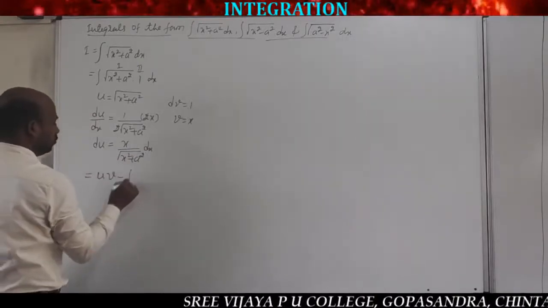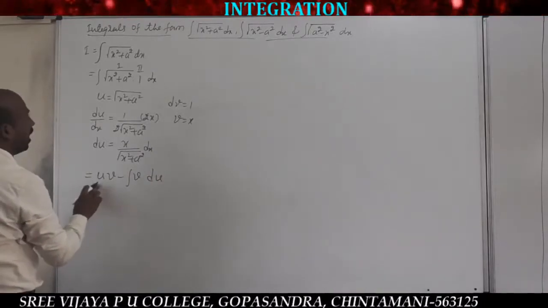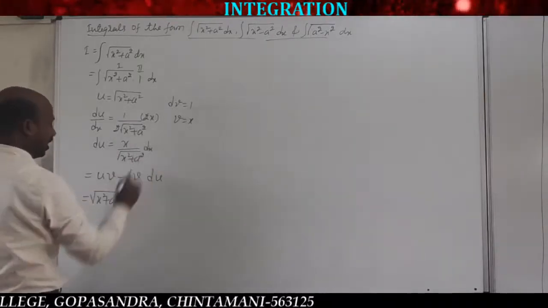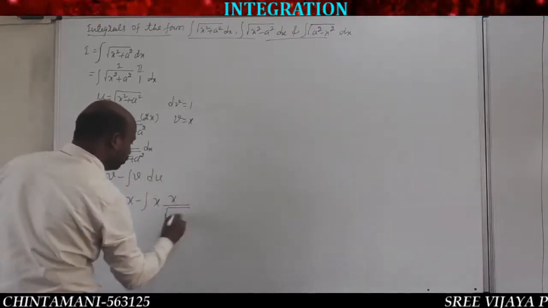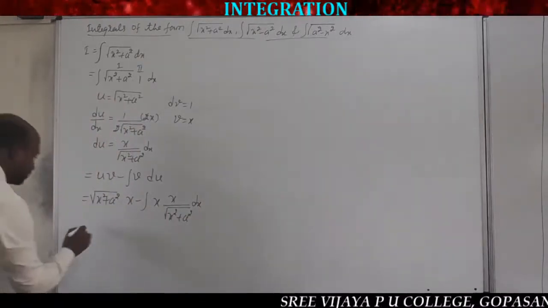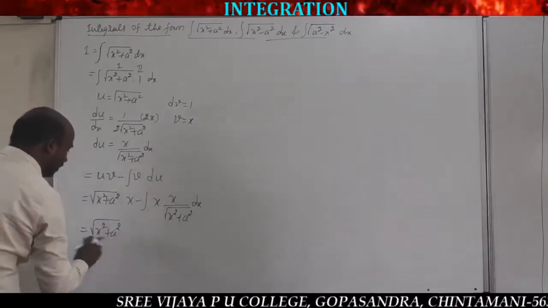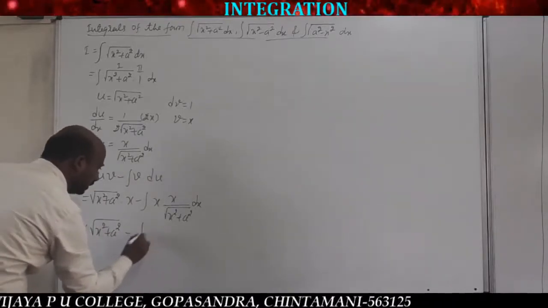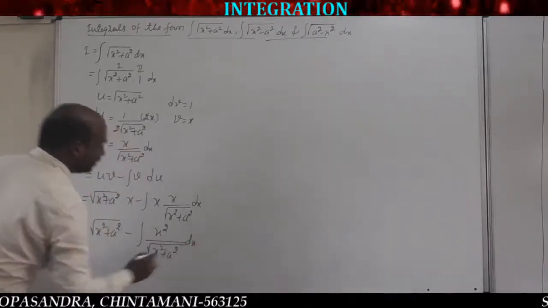So this can be taken as u into v minus integral of v into du. So value of u is root of x square plus a square, value of v is x, minus integral of v is x, du is x by root of x square plus a square with respect to x. So that is equal to x into root of x square plus a square minus integral of x square by root of x square plus a square with respect to x.